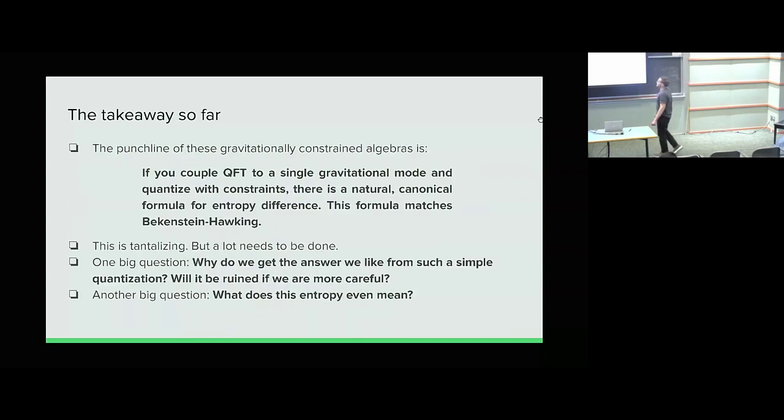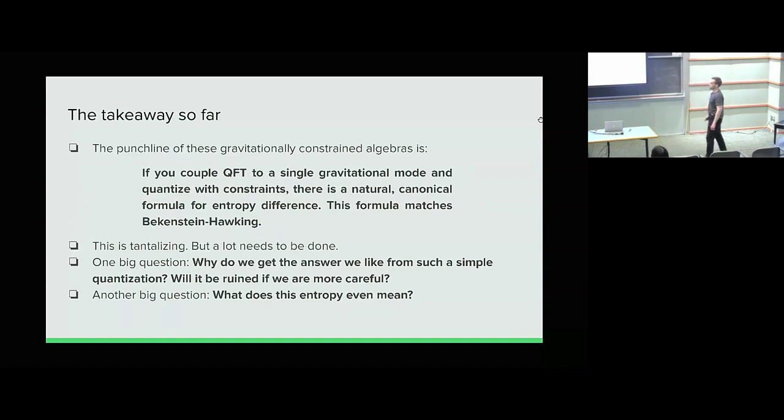The punchline is that if you couple a QFT to a single gravitational mode and you quantize with constraints, you end up with a natural canonical formula for entropy difference that matches Bekenstein-Hawking. This is tantalizing. I think a lot of us were really excited when we found this. But a lot needs to be done.